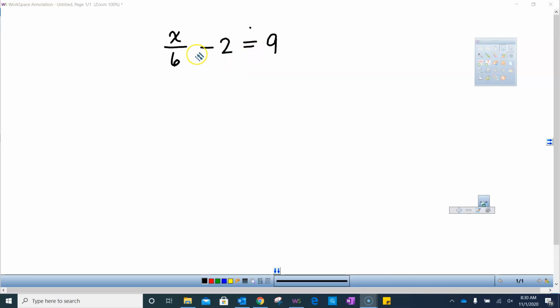All right, so we have a two-step equation, and it's two steps because we have a division and a subtraction. That's why it's called a two-step, as two operations. And we are going to try to solve for x.